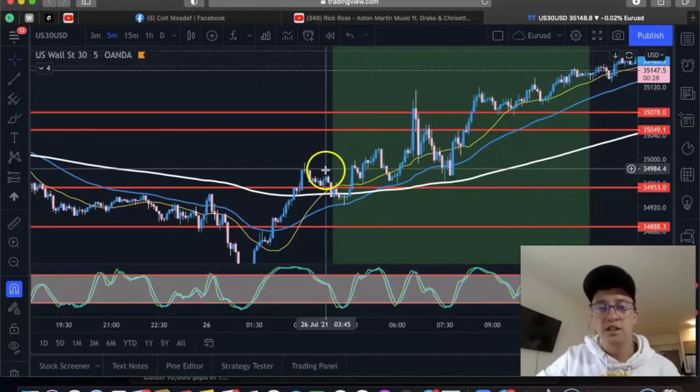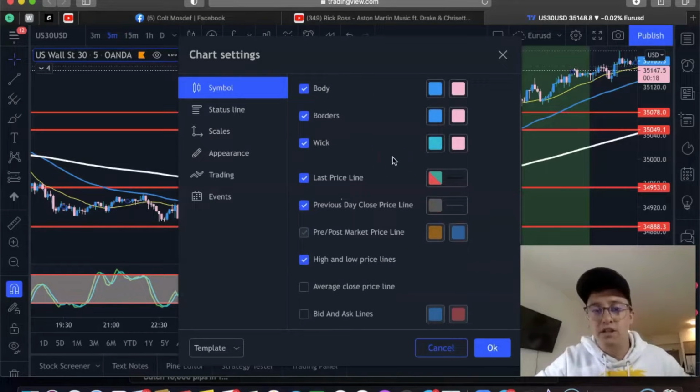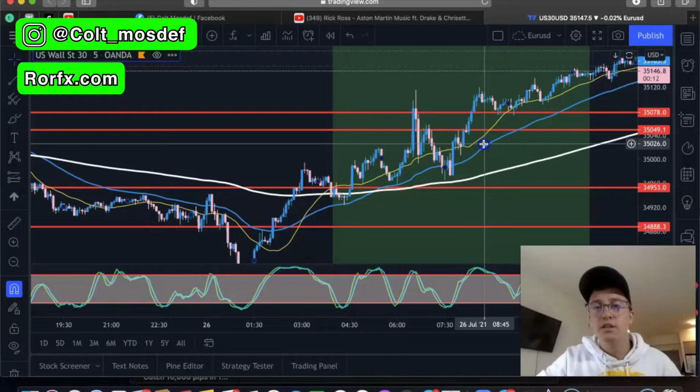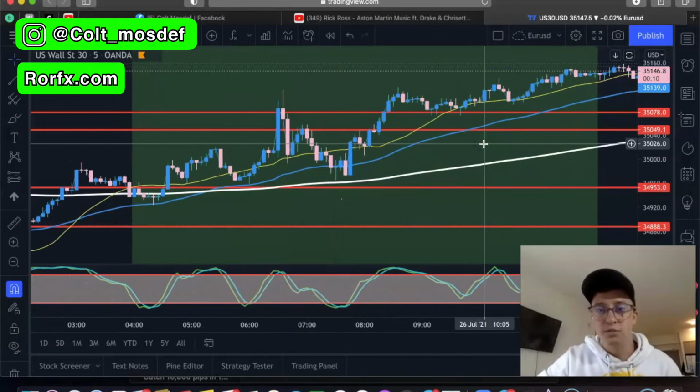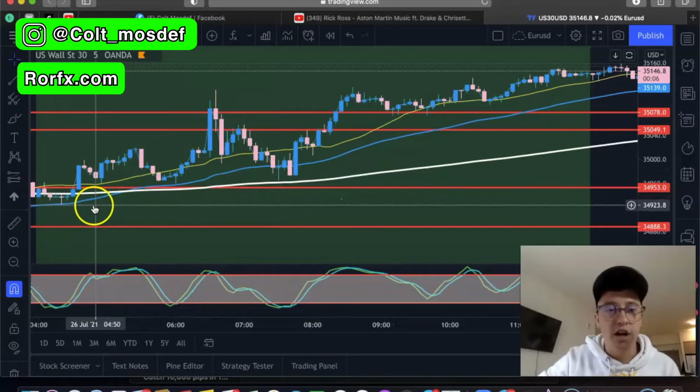So another thing that you guys can do is with the candles, you can change the colors. You guys already probably know how to do that. But one thing that I recommend that you do is set the high and the low price. Right here, you want to click it. Now what this represents is when we zoom in, we can see right here this dotted line.